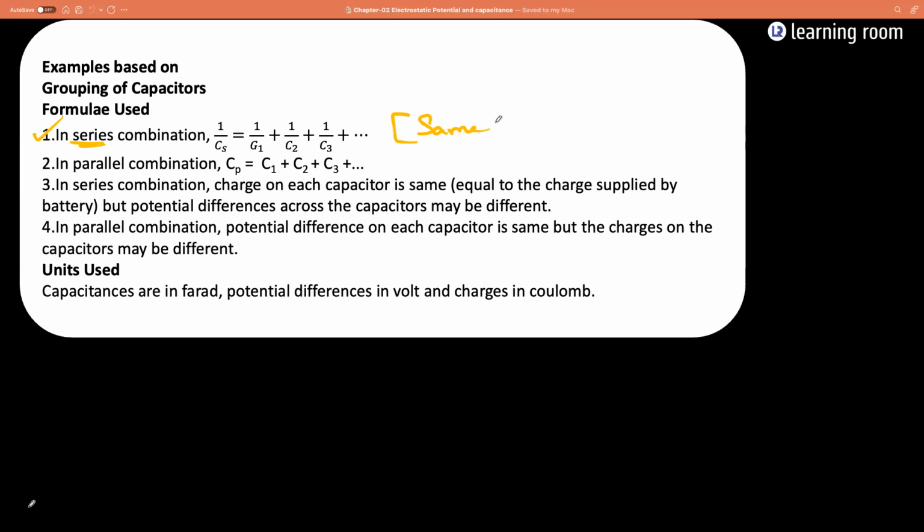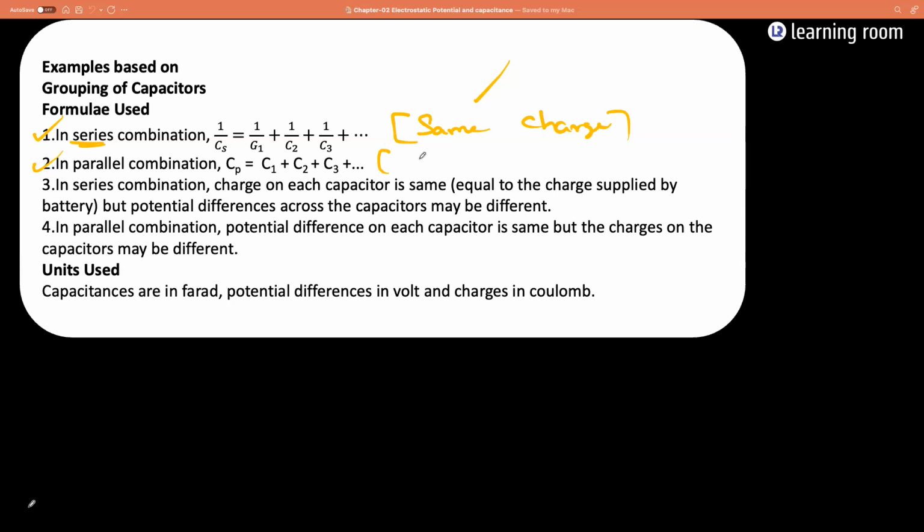What current? Direct current or alternating current? Direct. But a point to be noted here is capacitors will not allow direct current to pass through them. So it's not same current, it is same charge. Same current is a concept applicable for resistors. So remember, please make a note of this: capacitors do not allow direct current to pass through them. So when you talk about a series combination of capacitors, the same charge is going to be present across each capacitor. Next is parallel connection.